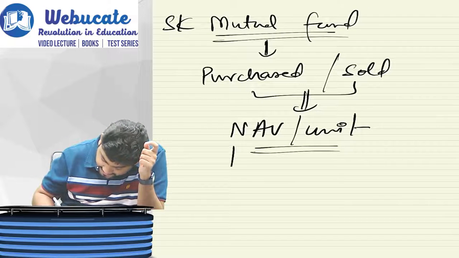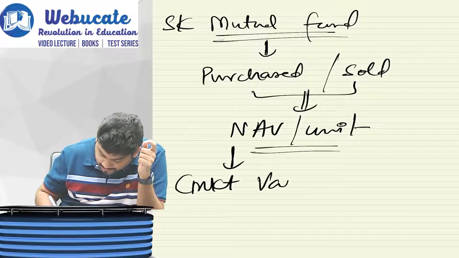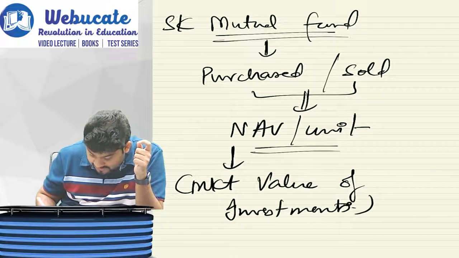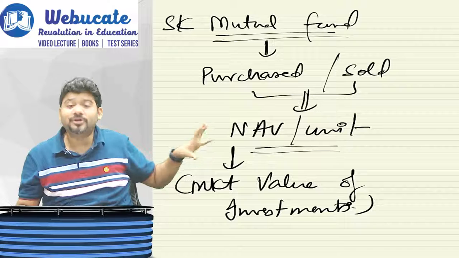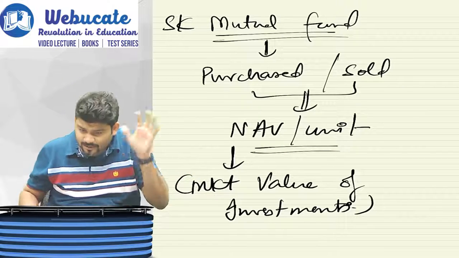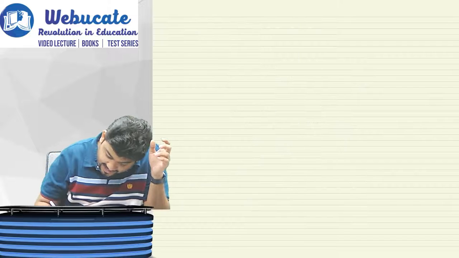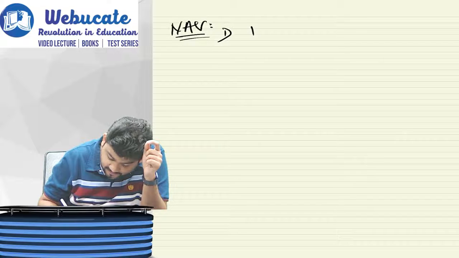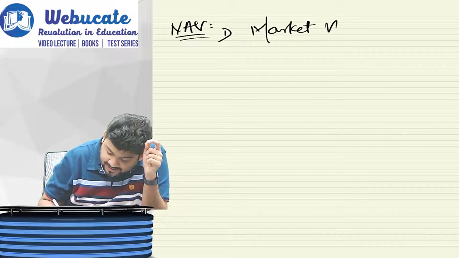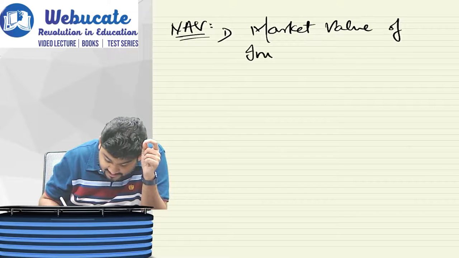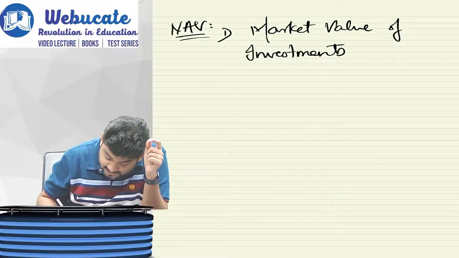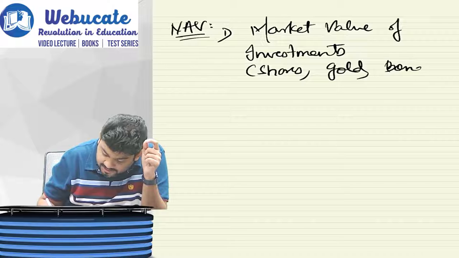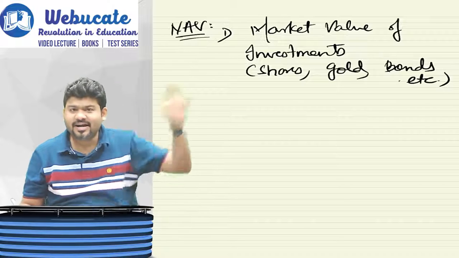And how is this NAV calculated? This NAV is basically the market value of investments, right? But let me tell you one thing. When I am calculating NAV, I will first write down how it is calculated. It is the market value of investments. This investment will include shares. It can include gold. It can include bonds. It can include anything. Right?